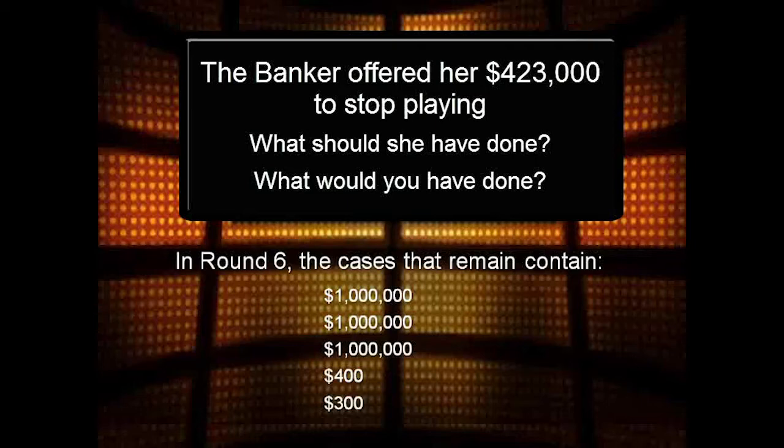Think about it from the banker's standpoint. The banker's thinking there's some risk she's going to end up with $1 million. The banker would rather not have that happen. He's willing to pay her $423,000 to stop playing. But she's got a question to ask herself. Should she take that deal, the $423,000, and go home? Or should she keep playing and have the chance of winning $1 million, but also having the chance of ending up with only $300 or $400? What should she do? What would you do?